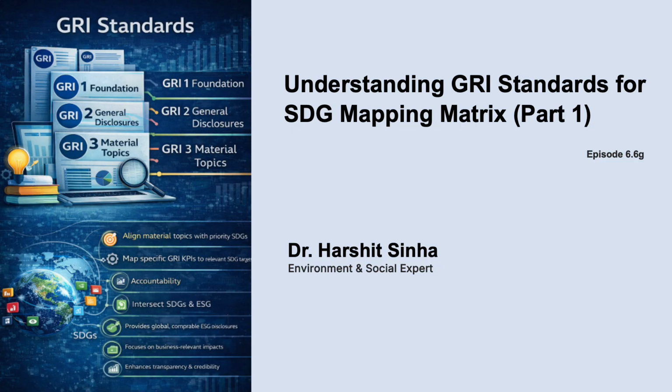Within an SDG mapping matrix, GRI disclosures are linked to specific SDG targets, alignment types (direct, indirect, enabling), and performance indicators. This structured approach enhances transparency, comparability, and credibility, helping organizations avoid SDG washing and demonstrate measurable contributions to the 2030 agenda. Ultimately, understanding GRI standards enables organizations to integrate SDGs into strategy, reporting, and decision-making in a coherent and verifiable manner. Let us explore the GRI standards in context to SDG.